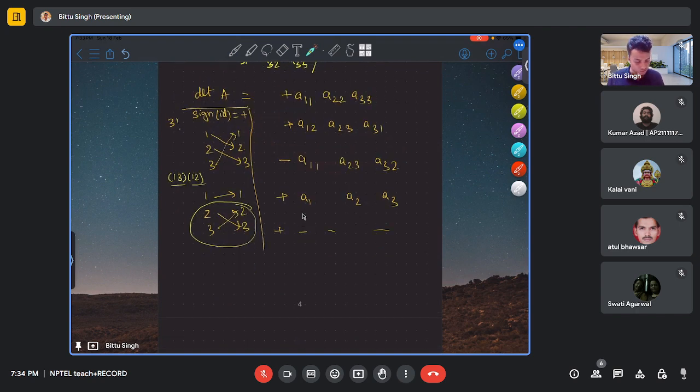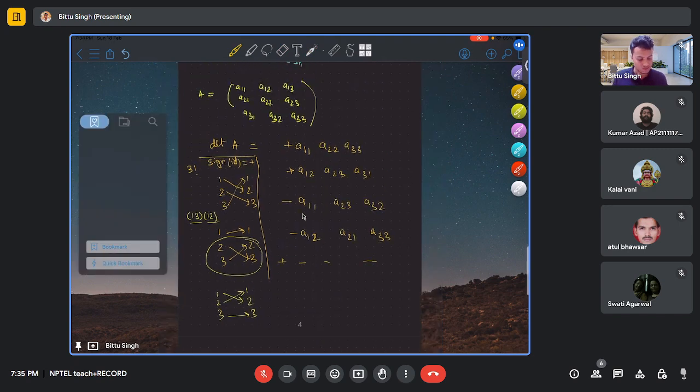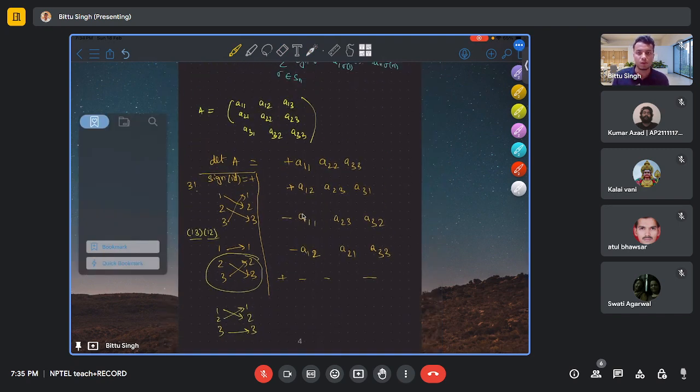And similarly, suppose you consider this also, 1 2 3. 1 goes to 2, 2 goes to 1, 3 goes to 3. Then also, 1 goes to 2, 2 goes to 1, and 3 remains the same. Then also there is only a single exchange, so the first 2 rows are exchanging in this case. That is why the sign will be negative. Is it clear? So there will be 6 such entries corresponding to the bijections.